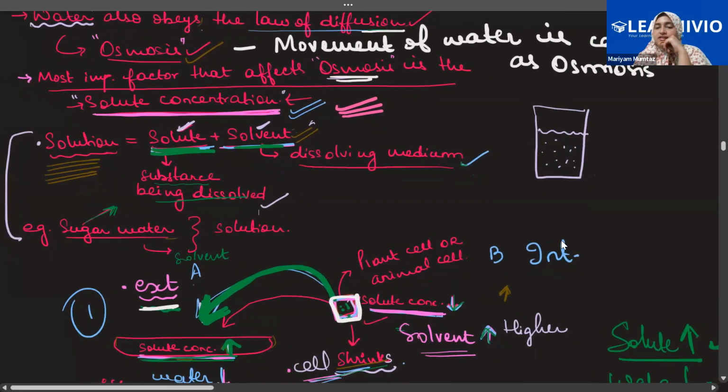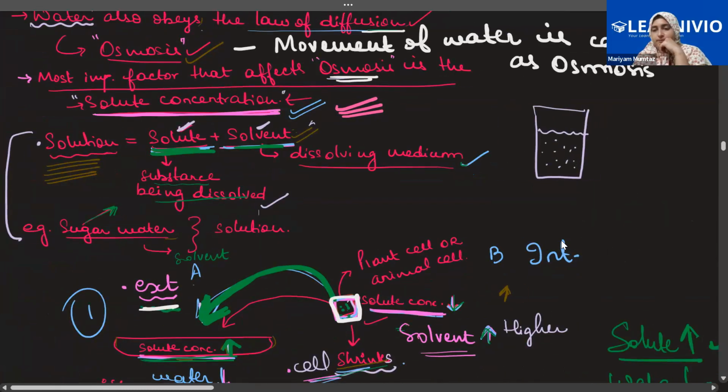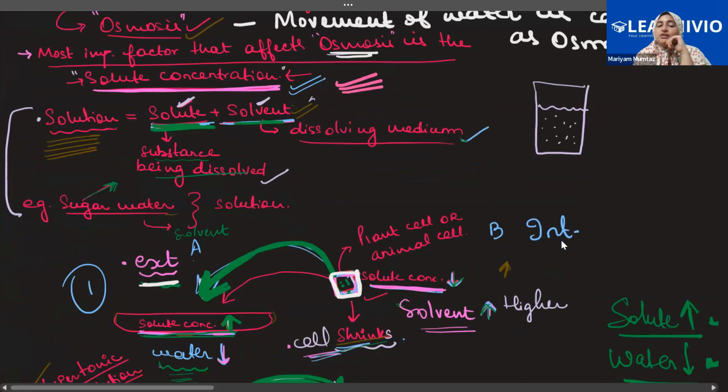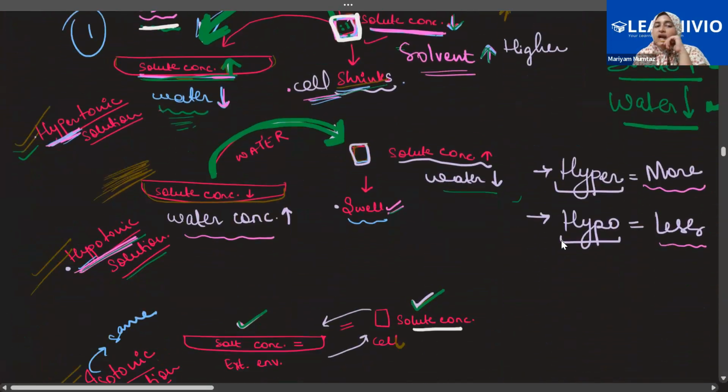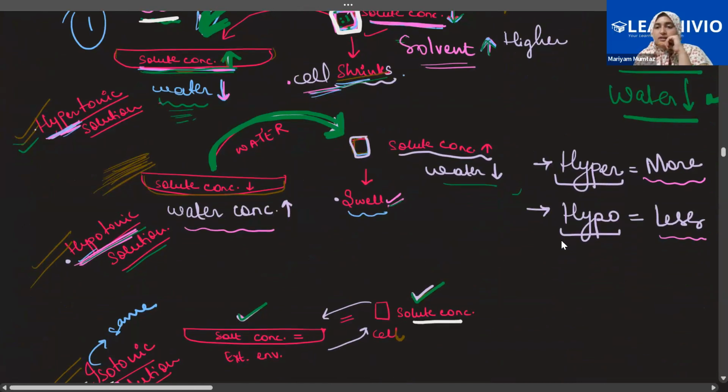Now see, there is another thing that you people must remember: in a solution, if the solute is high, then the solvent will be low. If the solvent is high, then the solute will be low. Their concentration will always be opposite to each other. Clear? And depending upon that, we have to study three types of solutions: hypertonic, hypotonic, and isotonic. These are the three kinds of solution that we have to study.